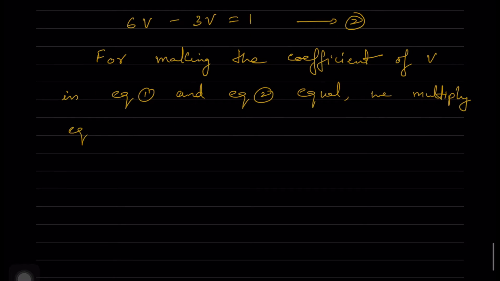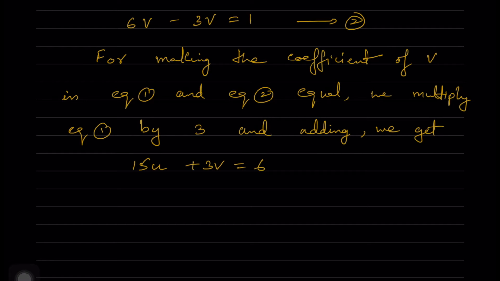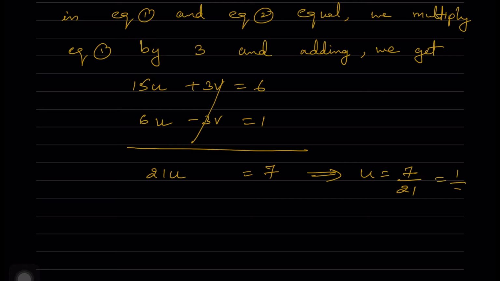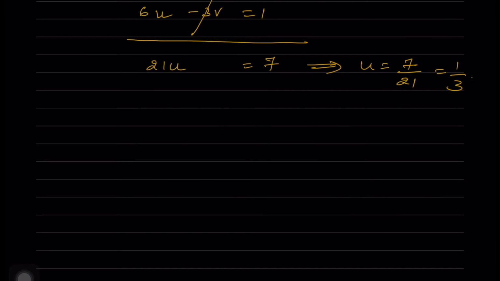So then what do we get? 15u plus 3v is equal to 6 and 6u minus 3v is equal to 1. So now we are adding these two. So 3v minus 3v cancel. So it becomes 21u is equal to 7, which implies that u is equal to 7 by 21, which is equal to 1 by 3.